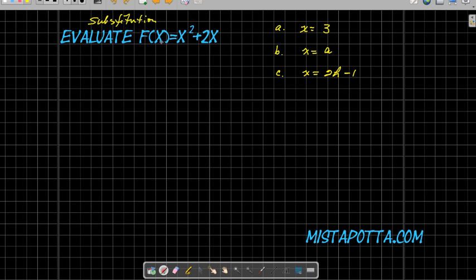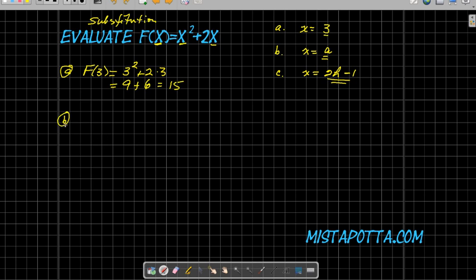In other words, everywhere we see an x, we're going to replace it with some particular value or expression. So in the first case, I want to evaluate when x equals 3, so I'm really looking for f of 3. And the way I do that is everywhere I see an x, I'm going to replace it with 3. So this is going to be 3 squared plus 2 times 3, or 9 plus 6, which gives me 15.